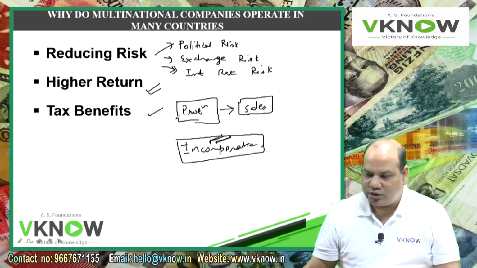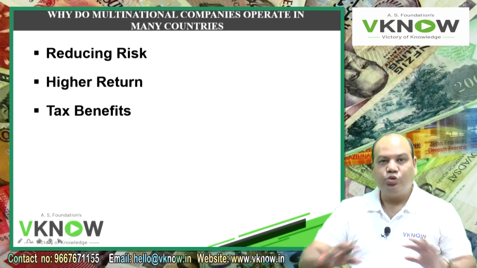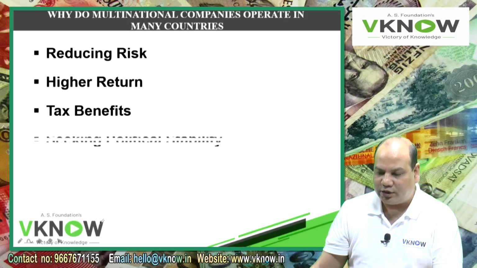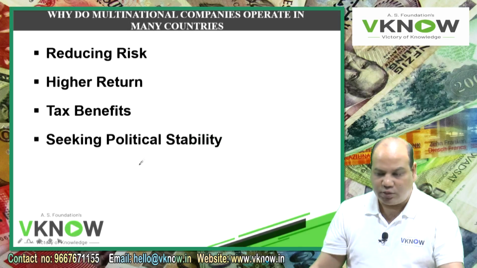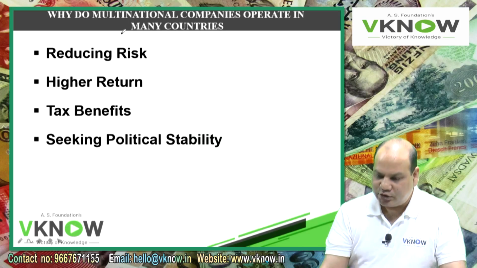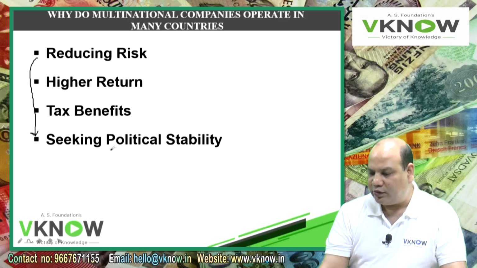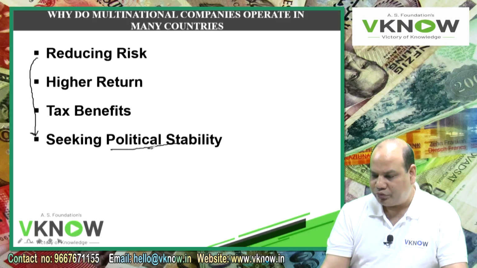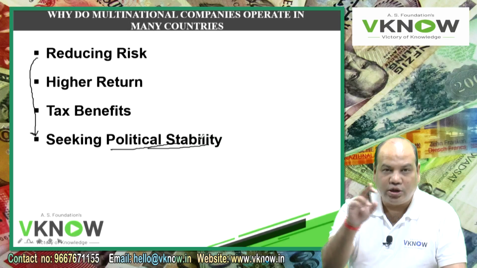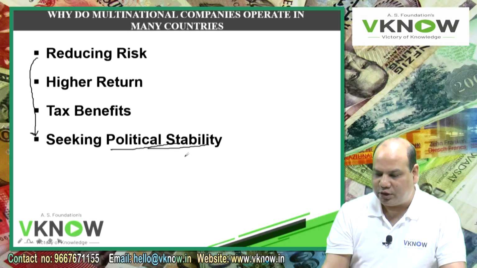So these MNCs are looking for tax experts who can help them to organize their business, which will reduce their global tax liabilities. And point number 4 is they seek political stability also. First and fourth points are quite related. You can connect them because different countries have different political systems. So if you invest in multiple countries, your political risk is diversified.